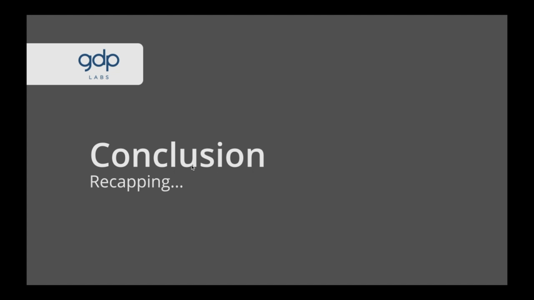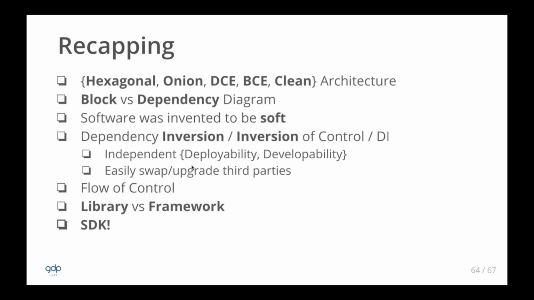Okay, we are at the tail end. Let's recap what we have discussed. There are a lot of architectures in this world. We have Hexagonal, Onion, DCE, BCE, and Clean architecture. Maybe even more. We should not confuse ourselves between block and dependency diagrams. Software was invented to be soft, remember? If you want it to be hard, just make hardware.